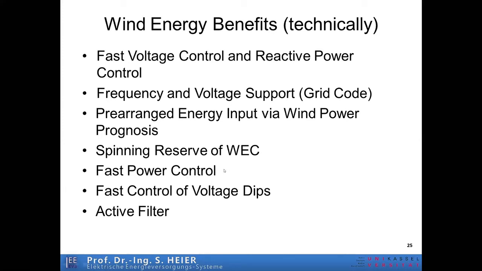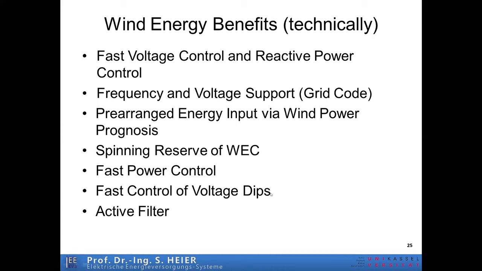It means that in relation to nuclear or thermal power stations, which need minutes for very small decreasing factors, in a wind turbine we can come in seconds to a power input of 0. Fast control of voltage dips.